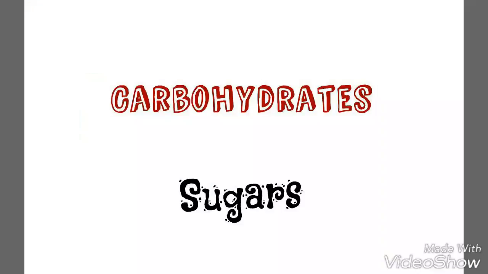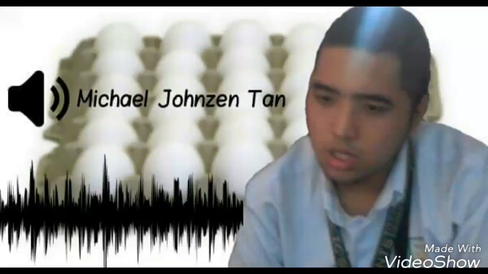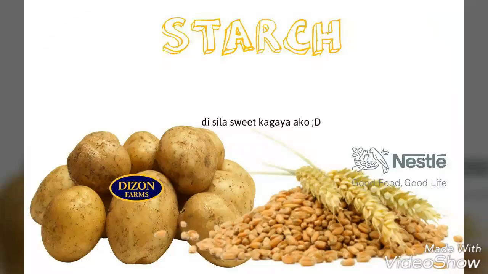Carbohydrates also contain sugars. They are easily recognized by their sweet taste and are easily digested by the human body. Another well-known carbohydrate is starch. It's a component of plant-based foods like grain and potatoes. It does not taste sweet but has a pleasant taste.